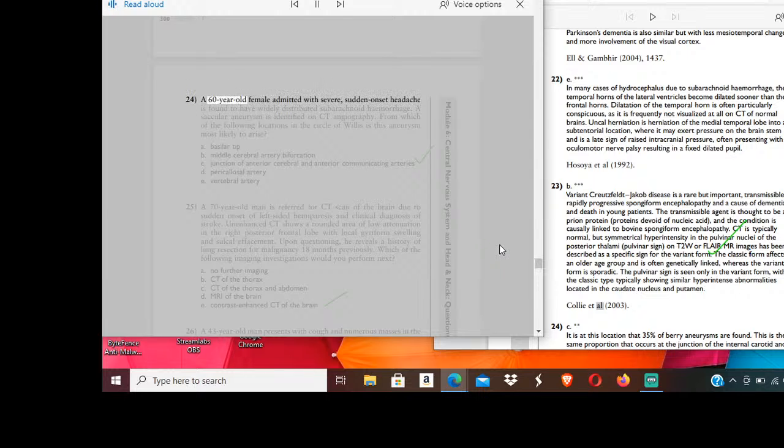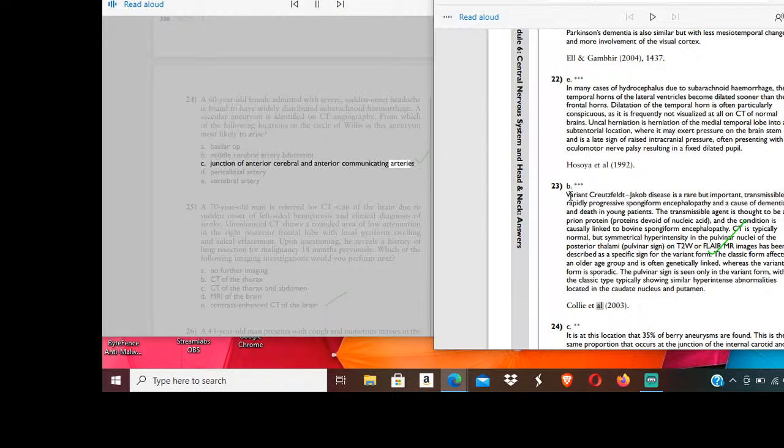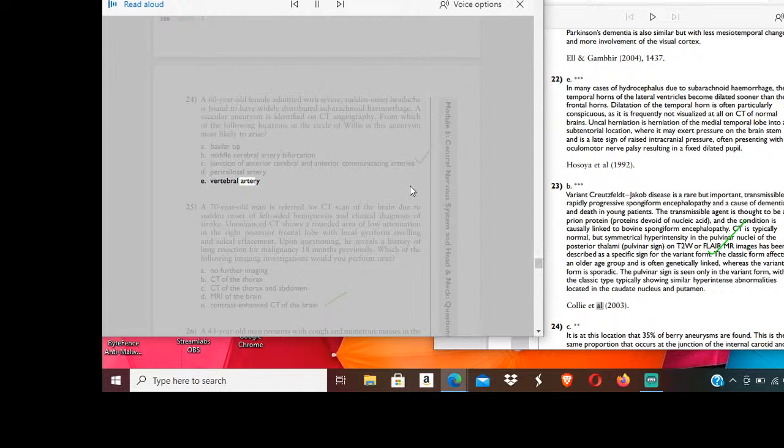24. A 60-year-old female admitted with severe, sudden-onset headache is found to have widely distributed subarachnoid hemorrhage. A saccular aneurysm is identified on CT angiography. From which of the following locations in the circle of Willis is this aneurysm most likely to arise? A. Basilar tip. B. Middle cerebral artery bifurcation. C. Junction of anterior cerebral and anterior communicating arteries. D. Pericallosal artery. E. Vertebral artery.